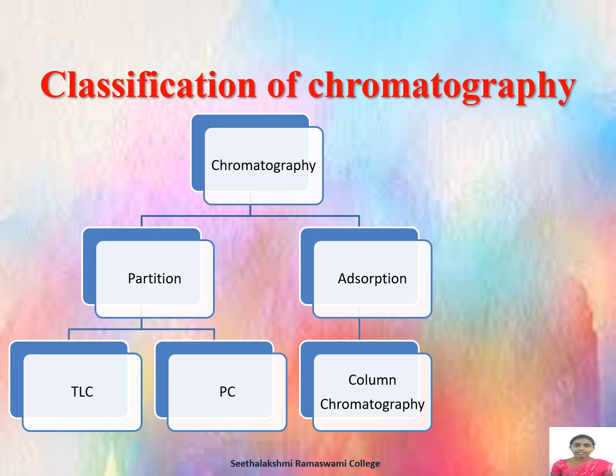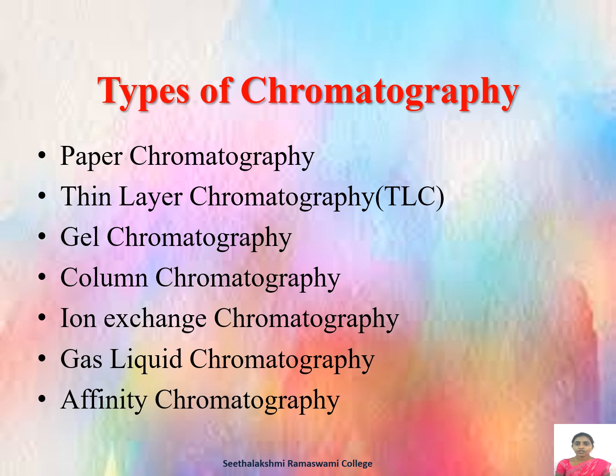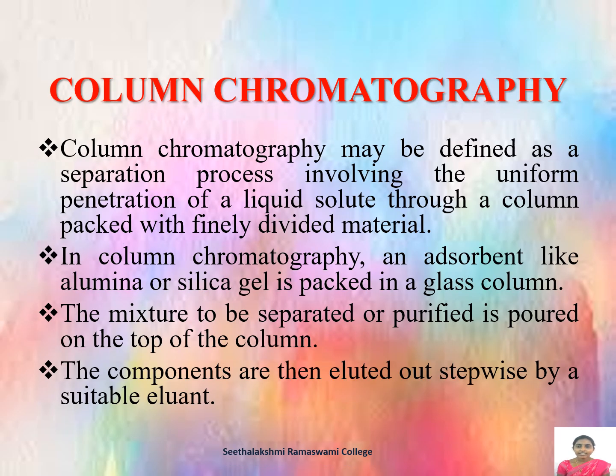Adsorption chromatography. Principle: separation is based on the differences in the adsorption of analytes onto a solid stationary phase from the mobile phase. Key technique: column chromatography uses a solid stationary phase packed into a column. Types of chromatography: paper chromatography, thin layer chromatography, gel chromatography, column chromatography, ion exchange chromatography, gas liquid chromatography, affinity chromatography. In this video, we discuss column chromatography.